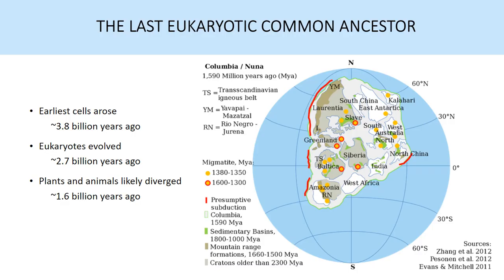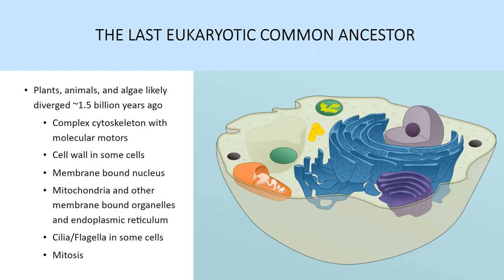So our earliest eukaryotic ancestors may have found themselves floating around in tidal pools along the edges of a supercontinent around roughly 1.5 billion years ago. These ancestors would have shared a complex cytoskeleton with molecular motors, a membrane-bound nucleus, mitochondria, and other membrane-bound organelles, endoplasmic reticulum, mitotic cell division, and some of those cells may have been able to utilize cilia and flagella to propel themselves or secrete an extracellular matrix to form a cell wall.